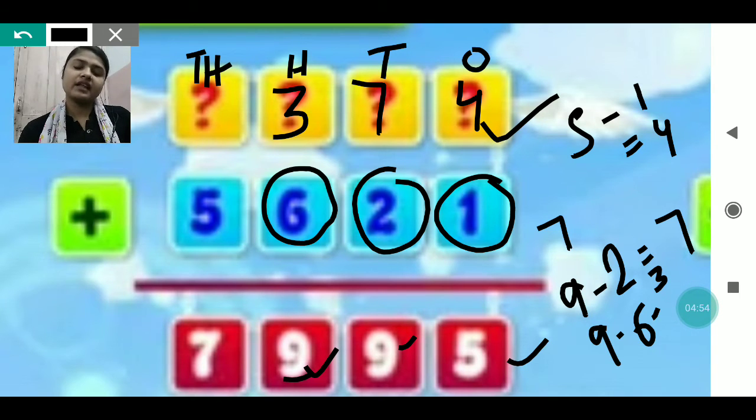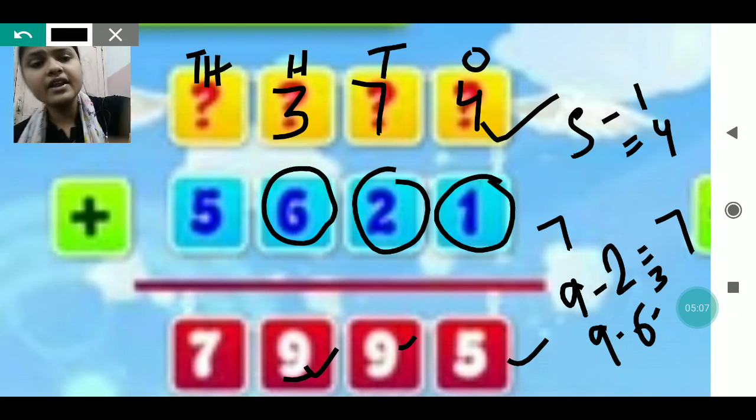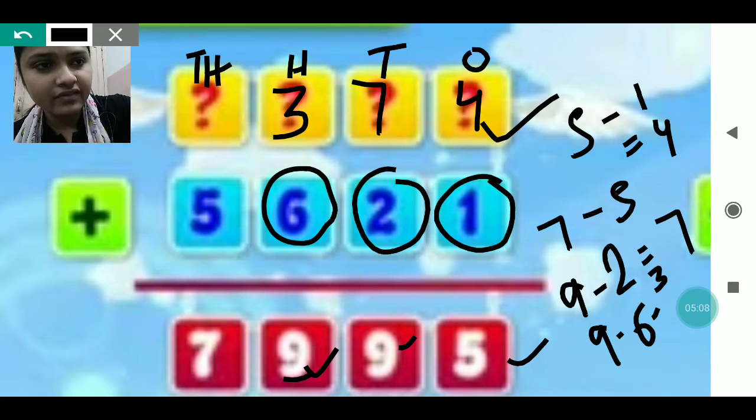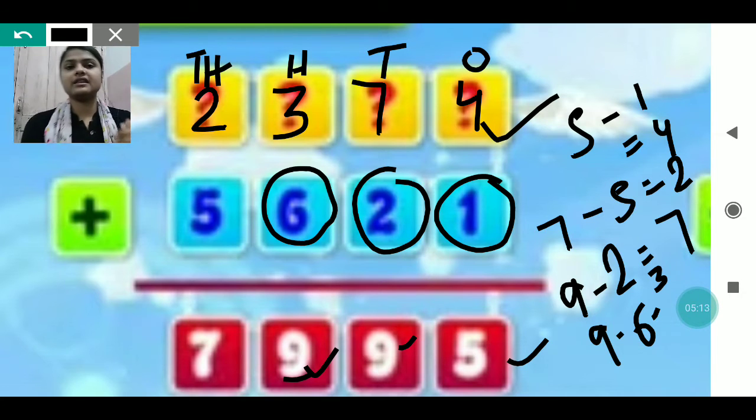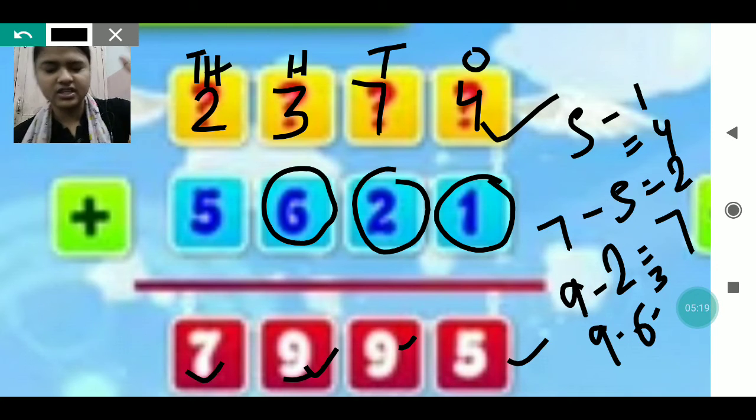In the same way, the last one also we will do, which is the number written at the thousand place. How? 7 is written at the downside, that is at the sum column. So 7 minus 5 when you do, you will get 2. And 2 will be written in the missing column, and 2 plus 5, you will get 7, which is written downside.